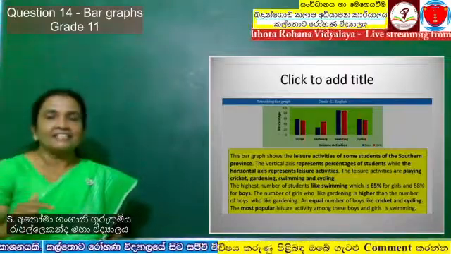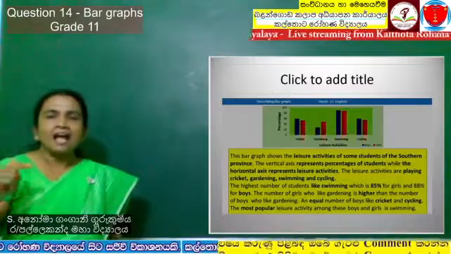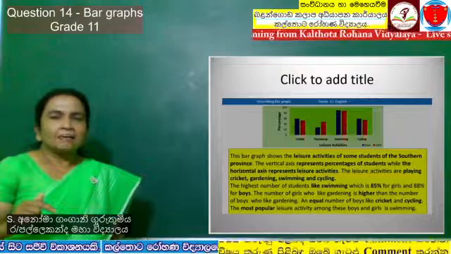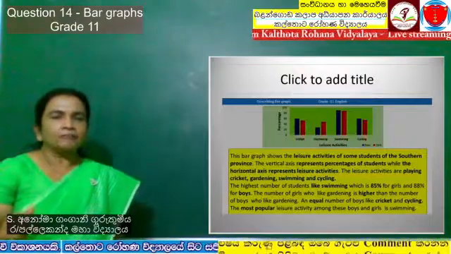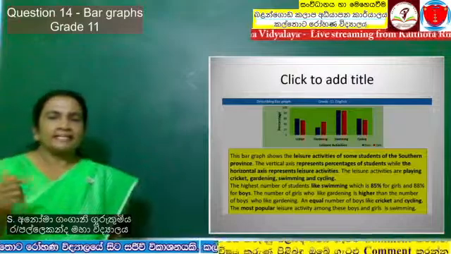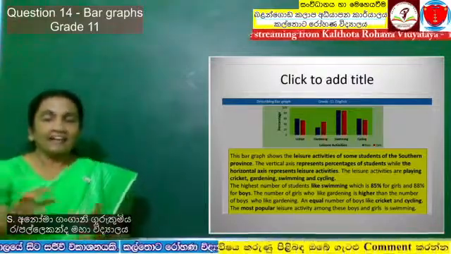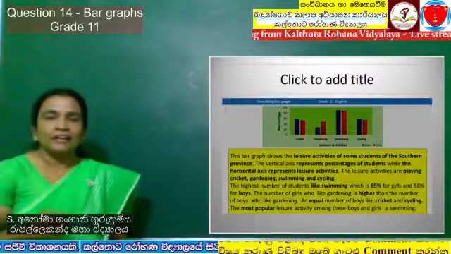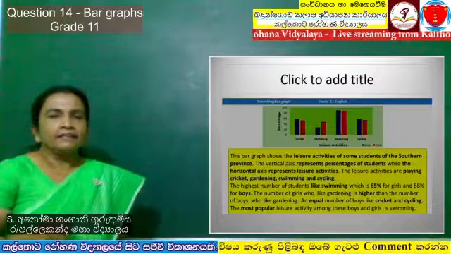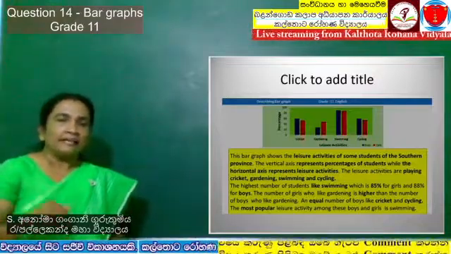Leisure activities. What are they? Playing cricket, gardening, swimming and cycling. We can write it this way also, right? We can describe the activities here. Then the next one: the highest number of students like swimming.